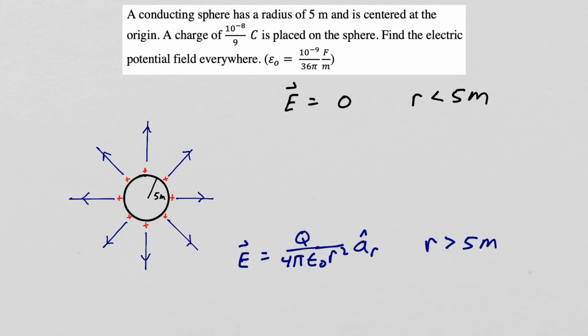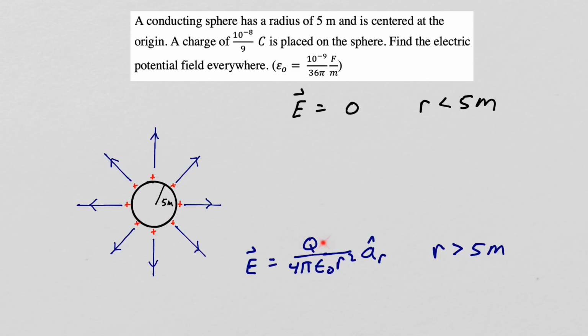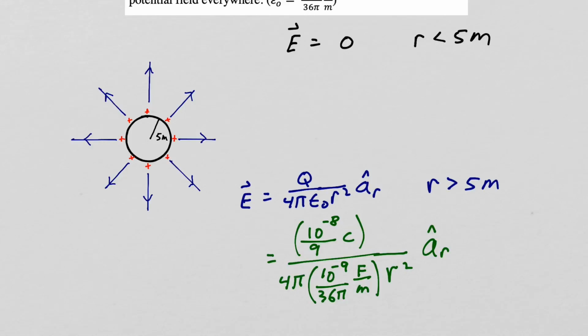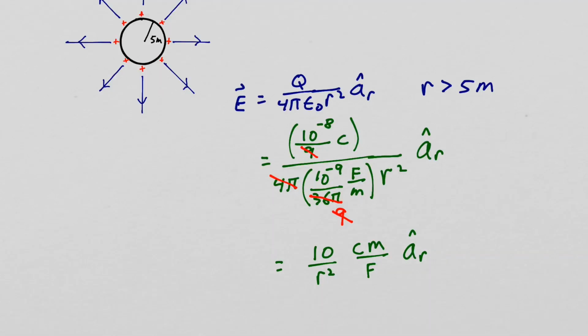Let's put our charge in of 10 to the minus 8 over 9 coulombs and put in our value of the permittivity of free space. 4 pi over 36 pi is 9. These 9s cancel, giving us 10 over r squared in the radial direction.